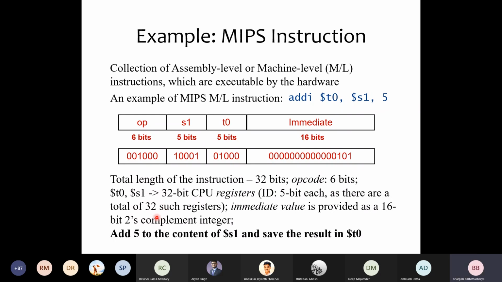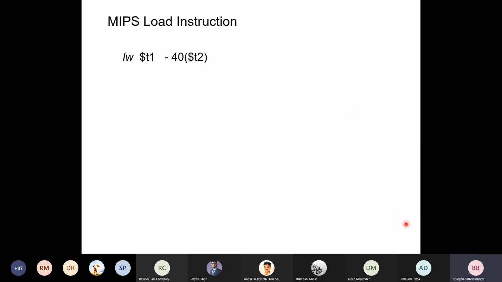Okay, so here's the content of add 5 to the content of S1 and save the result in S0. Okay, so this is one example. Here is a complicated example. What is it?